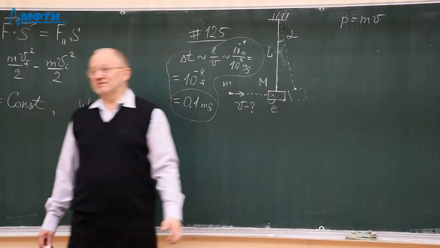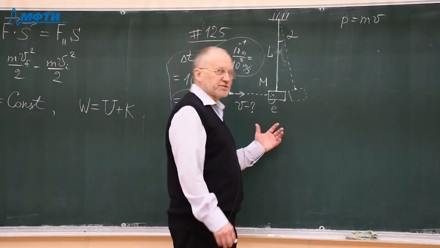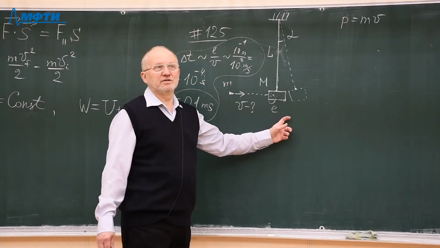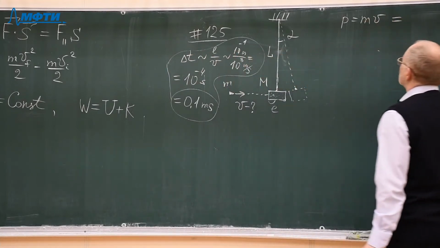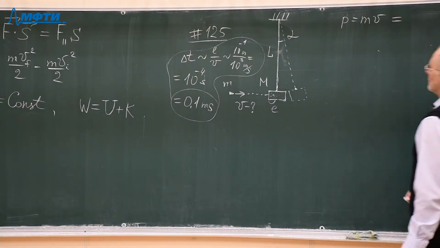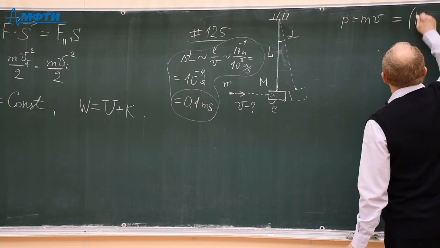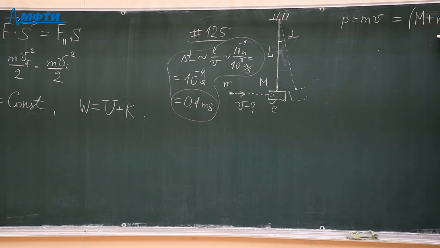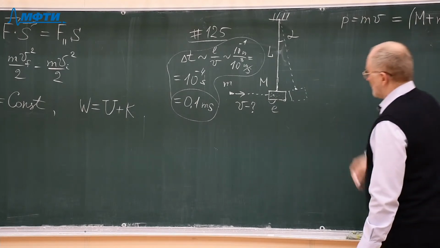And in this particular case, the law of conservation of momentum holds. The initial momentum must be equal to the final momentum. The initial momentum was mv, and the final momentum of the system will be the total mass of the box with the bullet inside it times the final velocity.